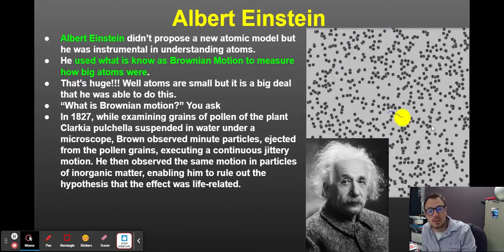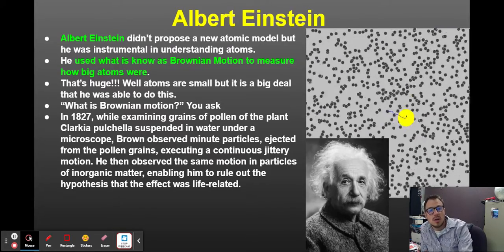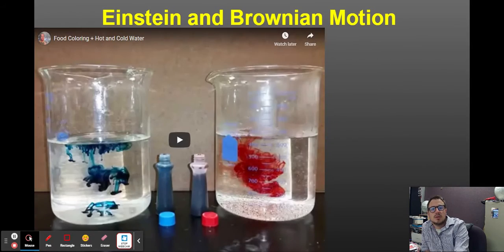That's called Brownian motion. And Einstein came along and he was able to calculate how large atoms were based on this motion. Now, this is a video on Brownian motion, and you can see this if you just drop colored dye into water. Well, that Brownian motion, the movement of atoms, is what disperses that color. And in this video, you can see the cold one, the hot one. The hot water will disperse that colored water a lot faster because, well, the molecules are moving faster.